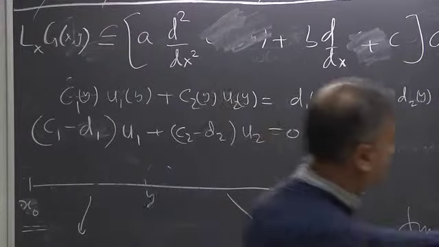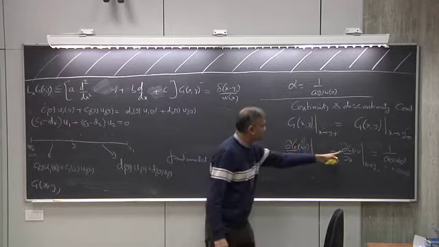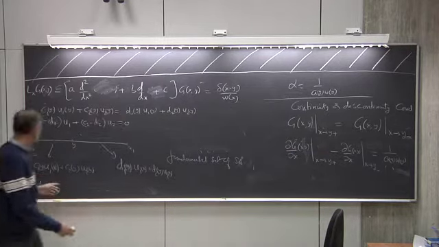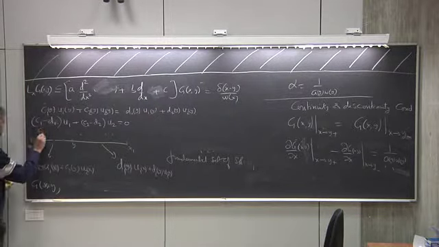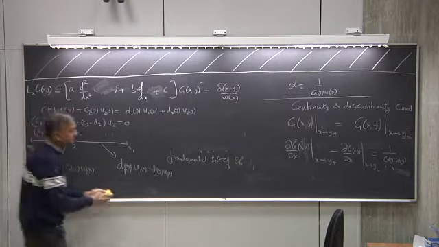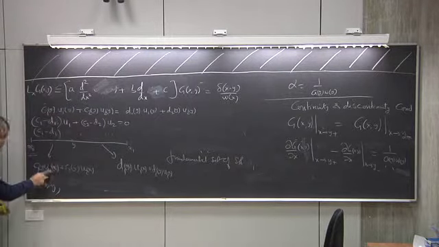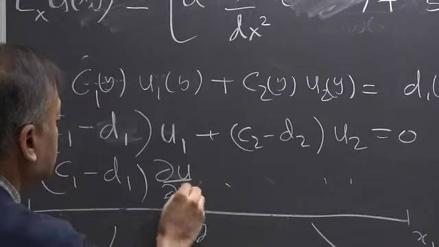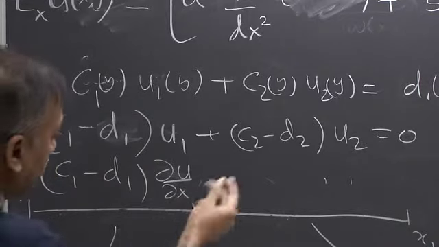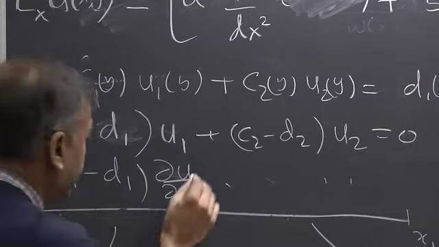Similarly, now let's look at the second equation. Again, you see dg by dx, so the derivative will only act on u1 and u2, because that's where the x is, right? So you will get again c1 minus d1, collecting the du1 by dx piece, du1 by dx at x equal to y.